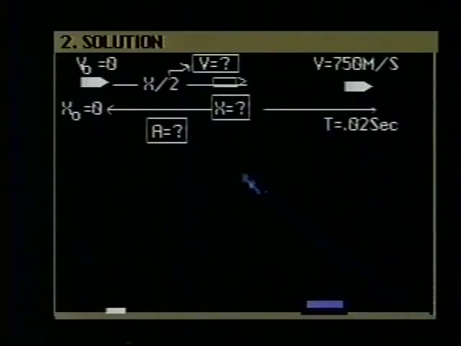Here's a figure of our problem. We have the shell start at t equals 0 with a velocity v0 equal to 0. The shell then accelerates down the barrel, emerging from the barrel with a final velocity of 750 meters per second in a time t equal to 0.02 seconds. We can allow the origin of our coordinate system to coincide with the original position of the shell, so we write that x0 is equal to 0.